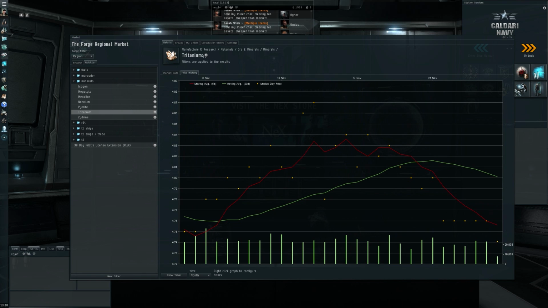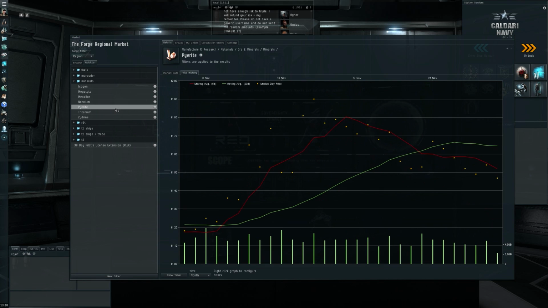So yeah, I do think for Tritanium there's a little bit more demand than there is supply at the moment, and that this correction we've seen in the second half of the month might just be pretty much over. So either a sideways movement or maybe a little bit up is my expectation if I look at some of these numbers. So next up we'll have a look at Pyrite.